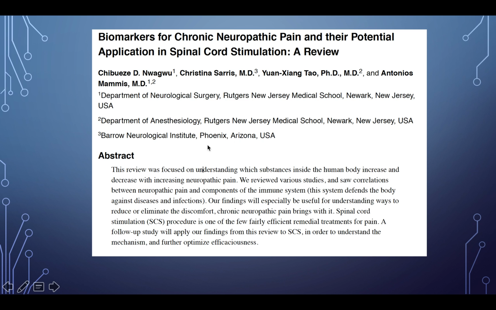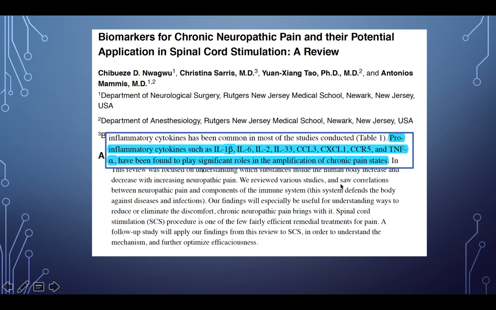And just a reminder. Biomarkers for chronic neuropathic pain and their potential application in spinal cord stimulation. So these guys found a ton of pro-inflammatory cytokines. So they had interleukin 1 beta, 6, 2, 33, CCL3, CXCL1, CCR5. You don't really need to know all this, but TNF alpha. The big ones that I was finding in the literature were interleukin 6 and TNF alpha. They've been found to play significant roles in the amplification of chronic pain states.